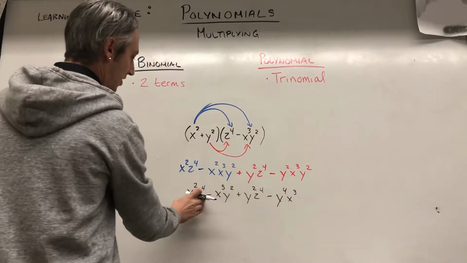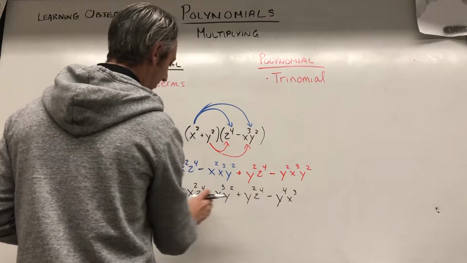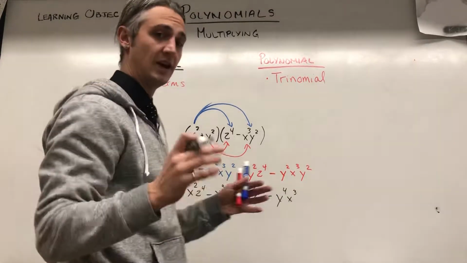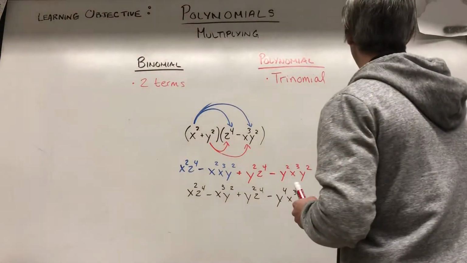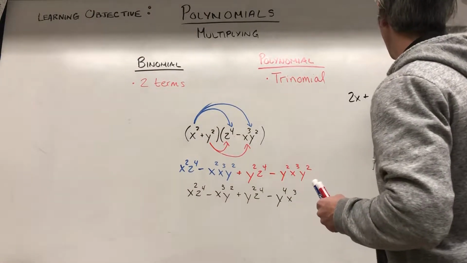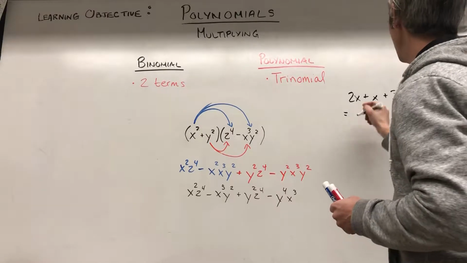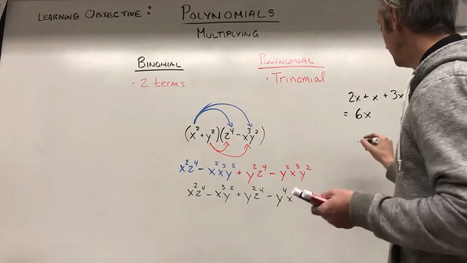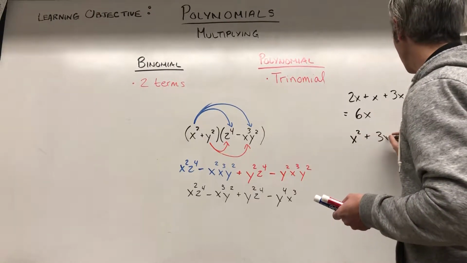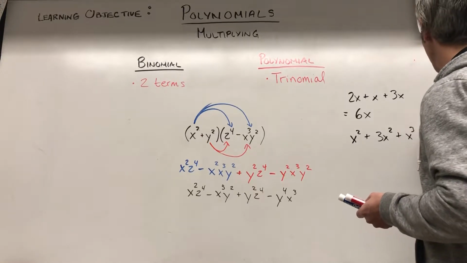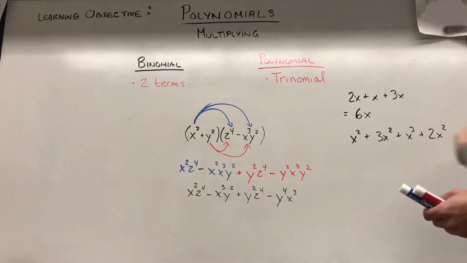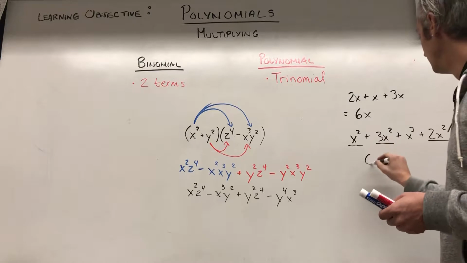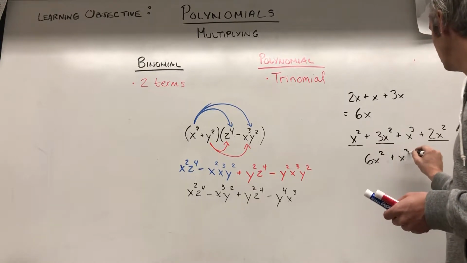Okay, and now I look, are there any sets here that are exactly the same? No, there's no sets of combinations here that are exactly the same. If there was, I would collect them and combine them. Just like if I had 2x plus x plus 3x, this would add up to, you just count the number of x's. 2 plus 1 plus 3 is 6x. In the same way, if I have x squared plus 3x squared plus x cubed plus 2x squared, well, I could rewrite this. I could collect all my x squared terms and just count them up. So I have 1, 2, 3, 4, 5, 6, 6x squared plus x cubed.